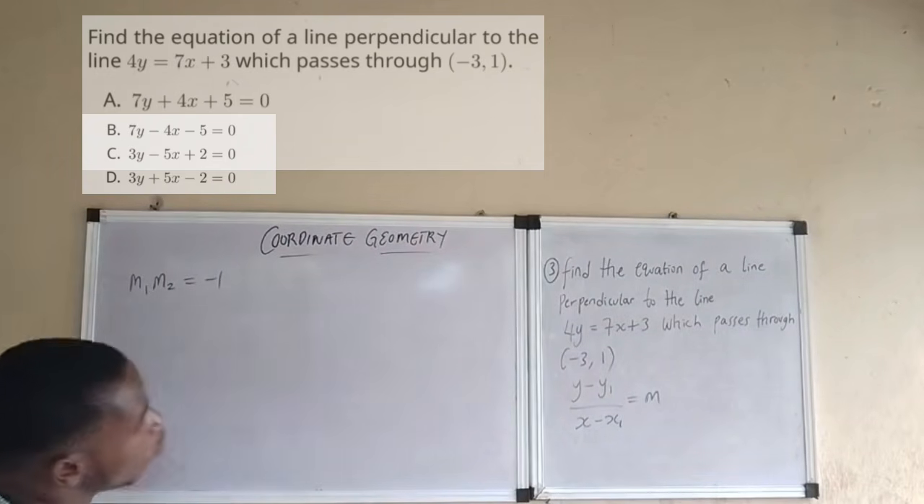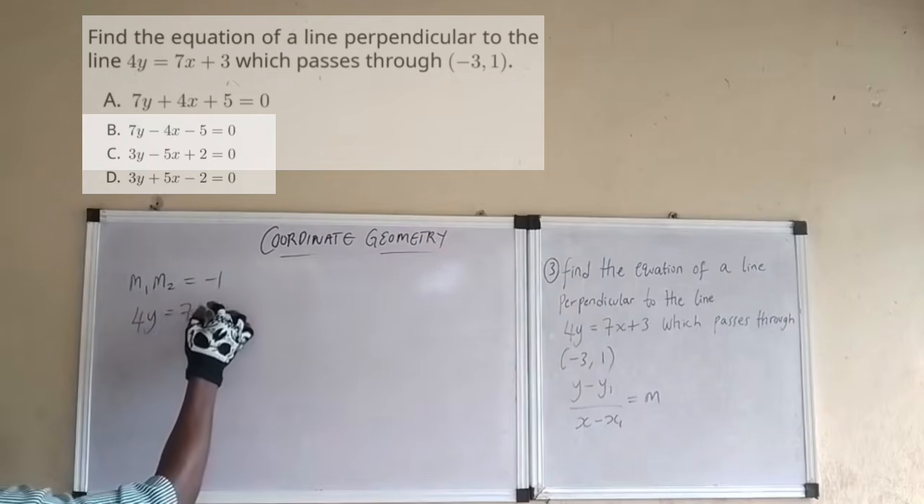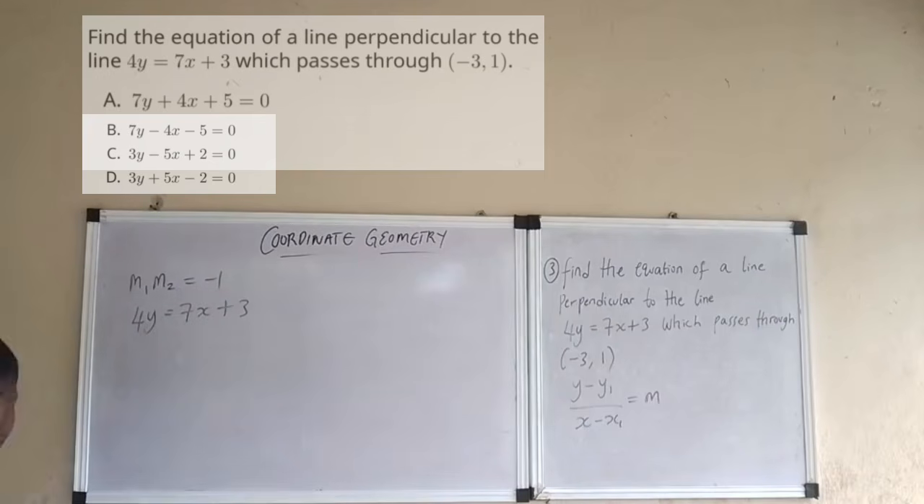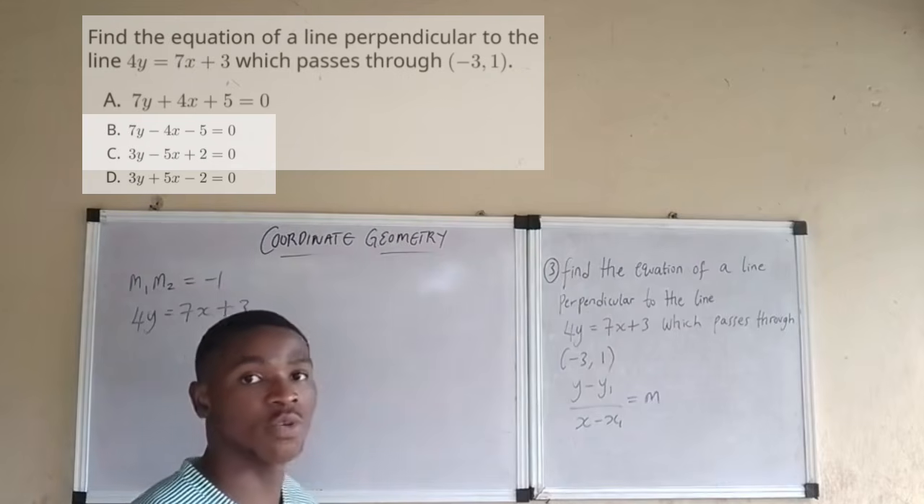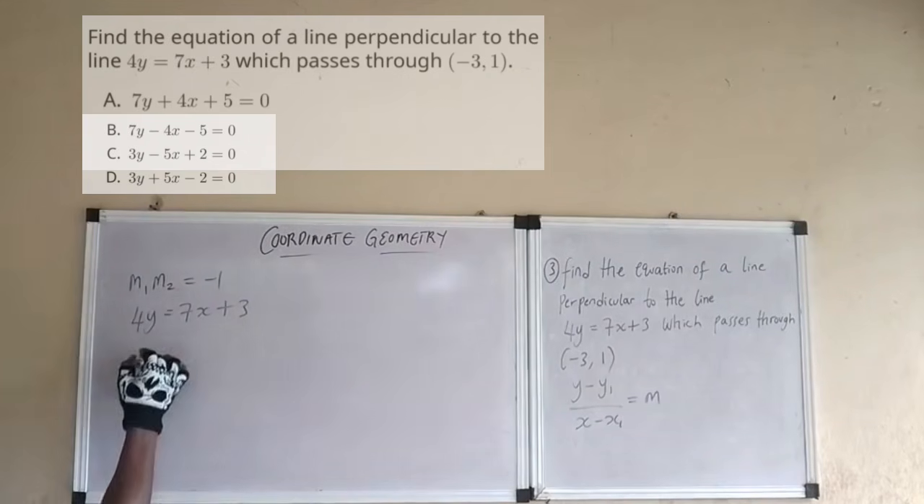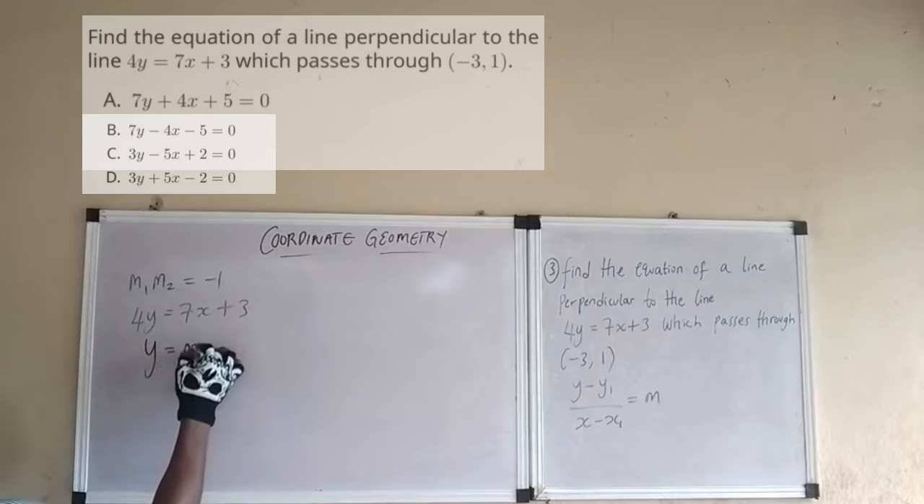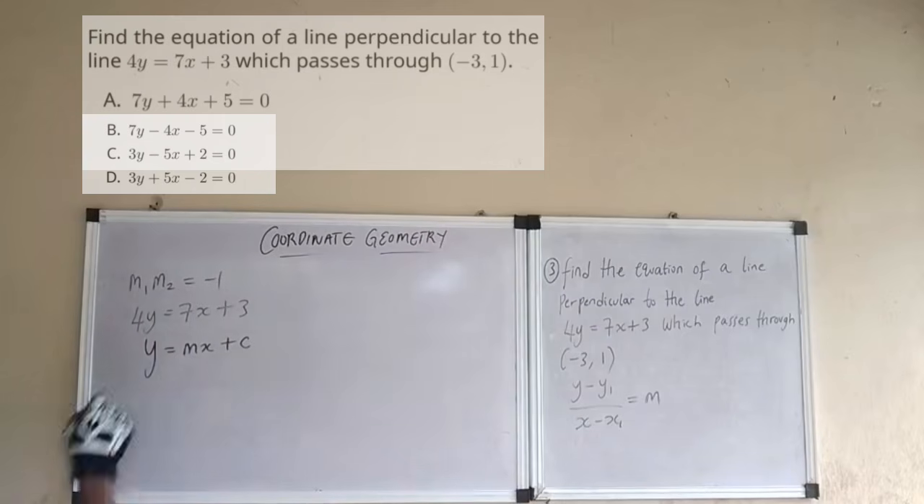So how do we get m1? Let's get the first equation. The first equation is 4y equals 7x plus 3. Now, this equation needs to be expressed in the form of the equation of a straight line, which is given as y equals mx plus c. Okay? Now, we need to write this in this form so that we can identify m.